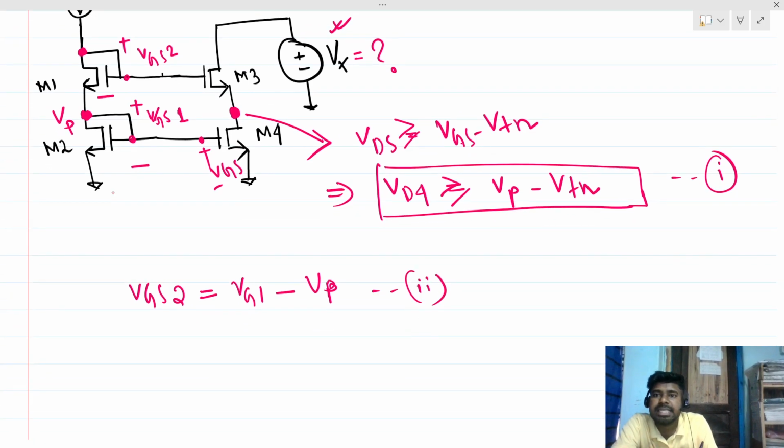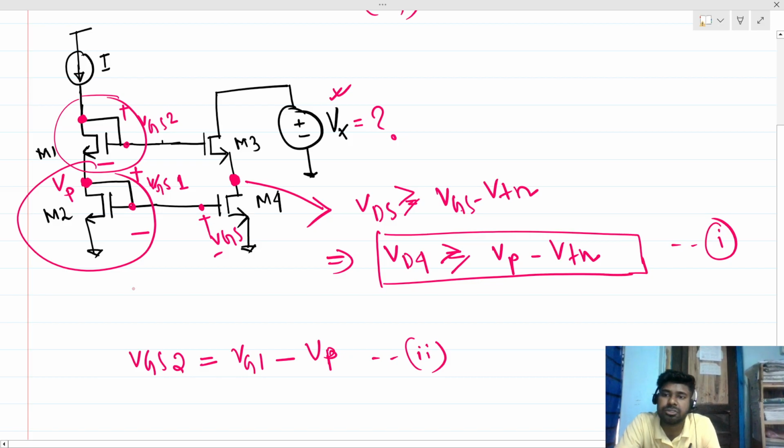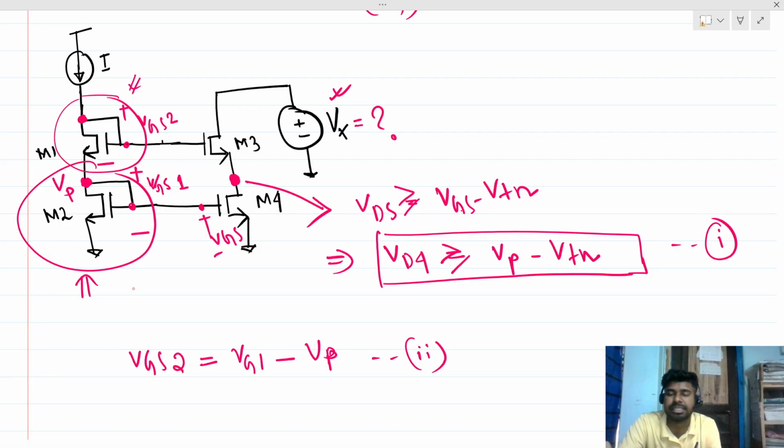Now, to make this saturated: these two are diode connected, right? If the MOSFET is on, they go directly into the saturation region. So we do not need to check these two conditions. If M1 and M2 are on, they definitely go into the saturation region, for diode connected devices.